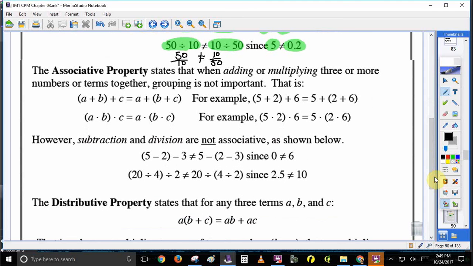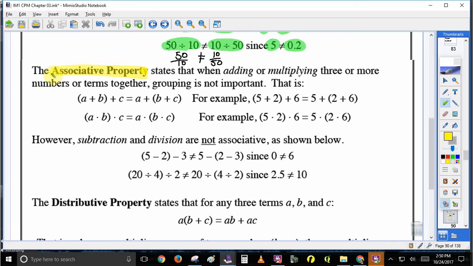The associative property states that when adding or multiplying 3 or more numbers or terms together, grouping is not important. So they can associate with whomever they like, and you'll still get the same answer. So associative property is who they associate with or who they hang out with.